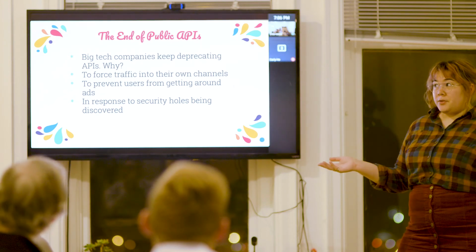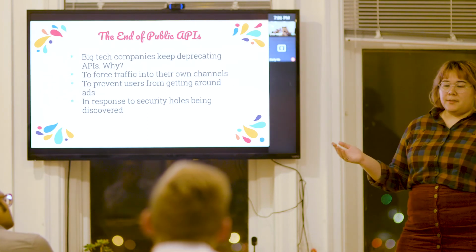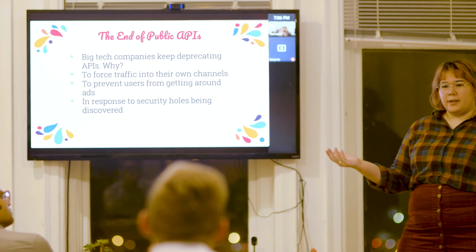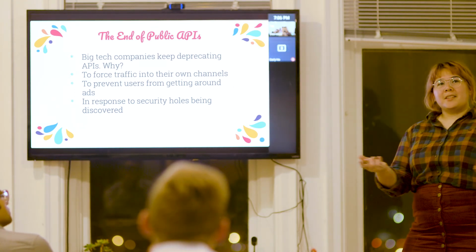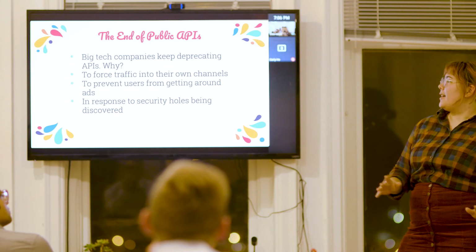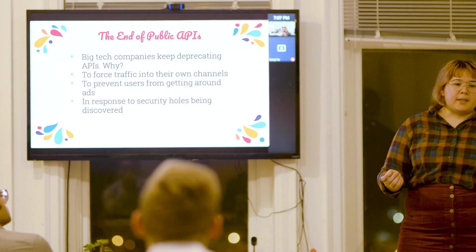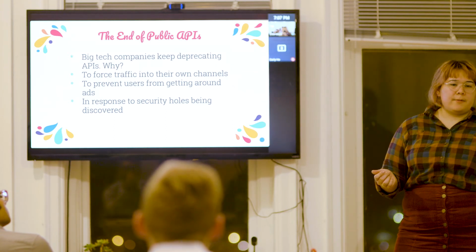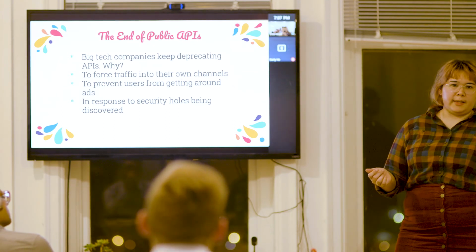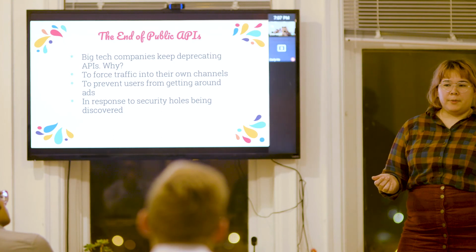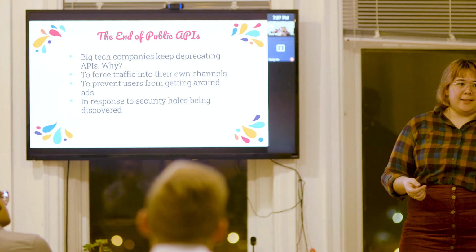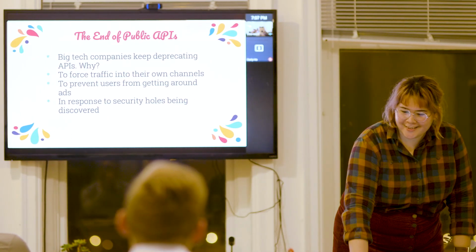Also, it prevents users from getting around ad traffic, because if someone builds a client that uses their API, that's just going to display the main feed and no ads, then that sort of cuts into their revenue. And also some companies have shut down a lot of their API stuff in response to security holes being discovered. I think Instagram being one of them. I know some people who worked at Sprout Social when that happened, and they were all really unhappy.